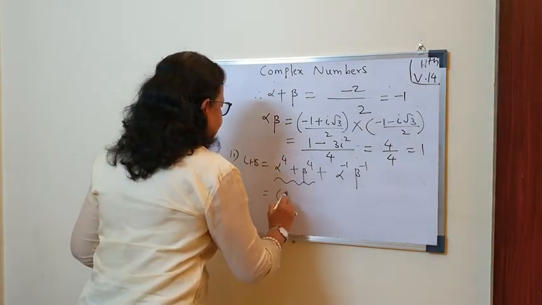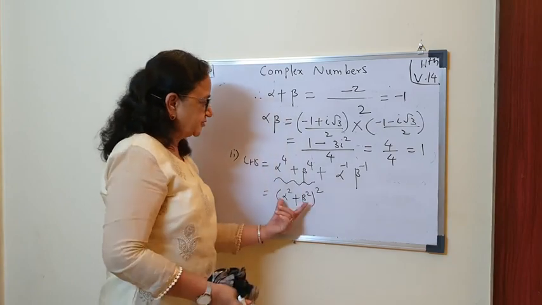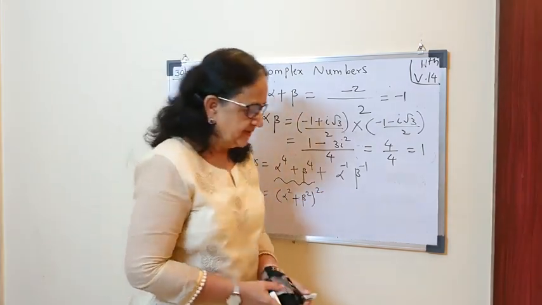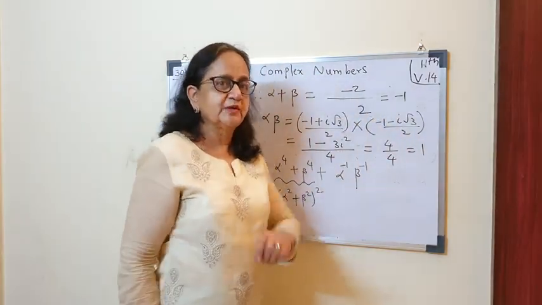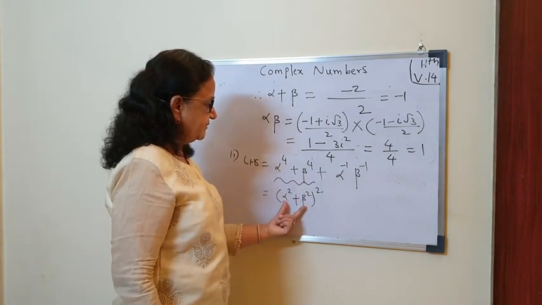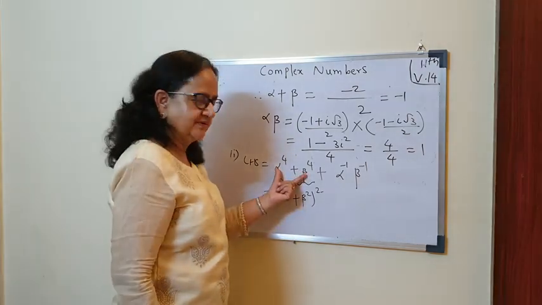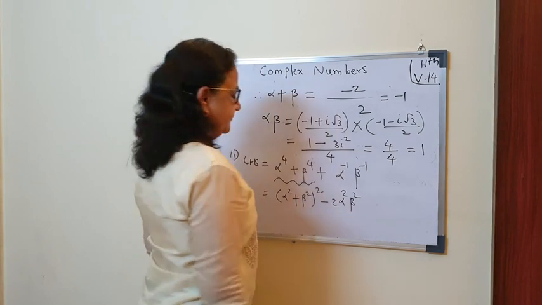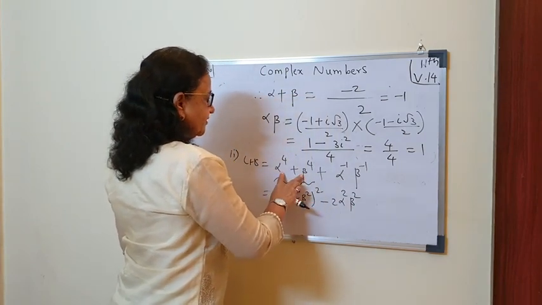If I write (alpha square plus beta square) whole square, open out (A plus B) the whole square. What expansion should it be? A square plus B square plus middle term 2AB. A square is here, B square is here, but the middle term is not there. 2 alpha square beta square I don't have, so subtract it: minus 2 alpha square beta square. So plus 2 and minus 2 cancel, and the two terms which you want are left with you.